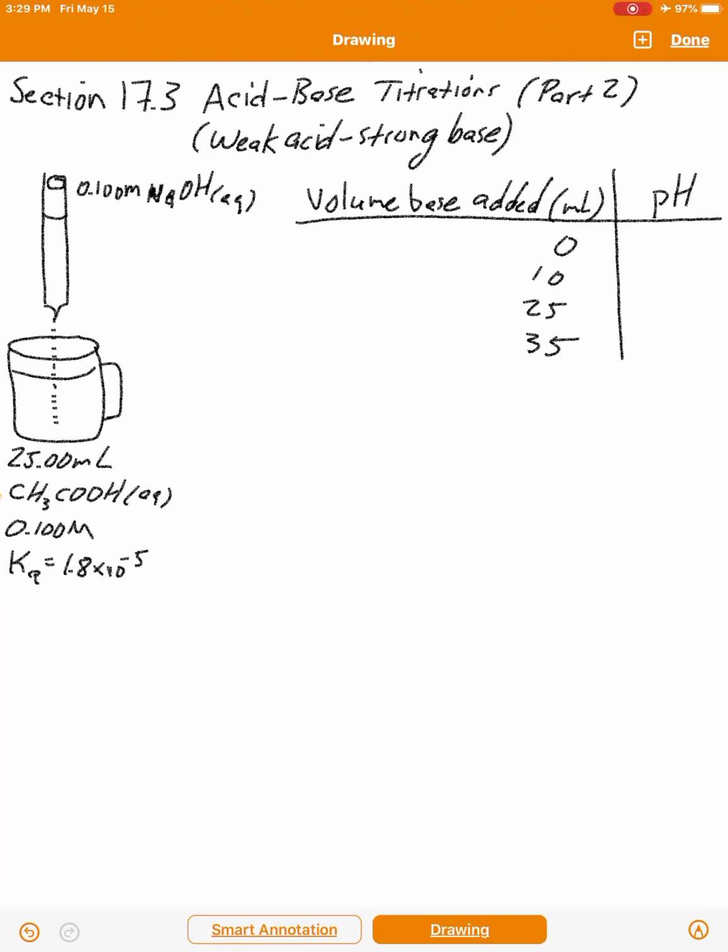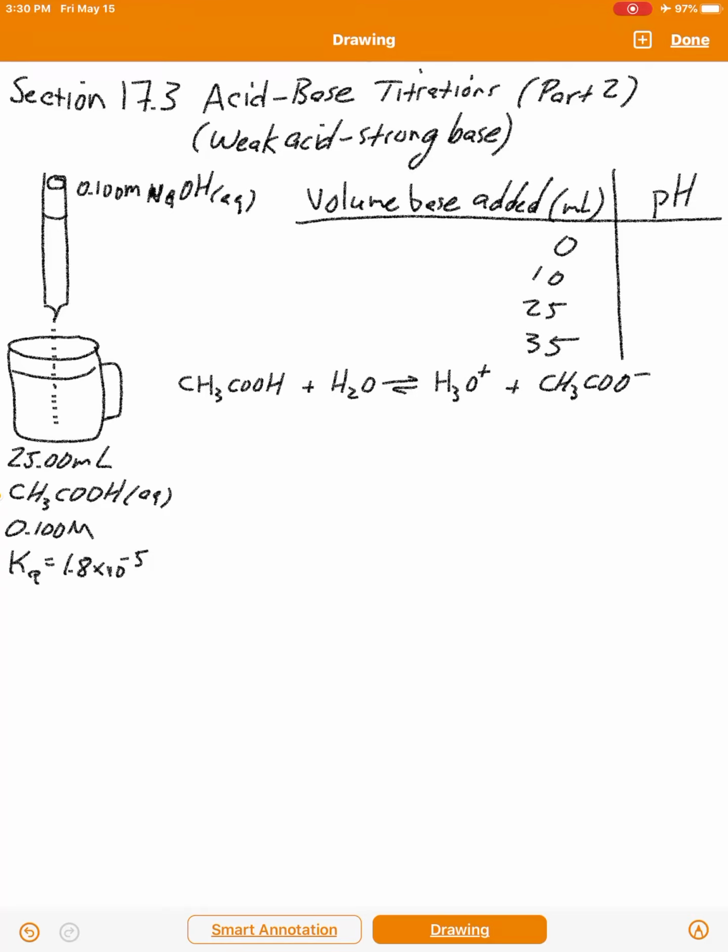So the first volume addition is 0, so we're not going to add any sodium hydroxide to begin with. That means we're going to determine the pH of just the acetic acid solution. So how do we do that? It's a weak acid, so this is a weak acid problem. In a weak acid problem, the weak acid reacts with water to form hydronium and the conjugate base.